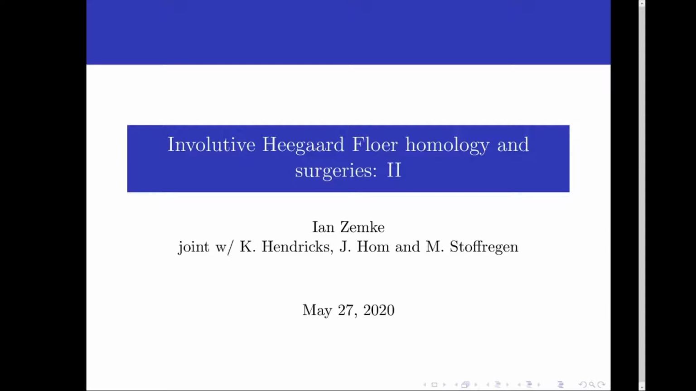This is part 2 of Involutive Heegaard Floer homology and surgeries. This project is joint with Kristen Hendricks, Jen Hom, and Matt Stoffregen. In this talk, we're going to talk about several aspects of the proof of the mapping cone formula and the exact sequence, and we're also going to give a few practical details about the mapping cone formula.